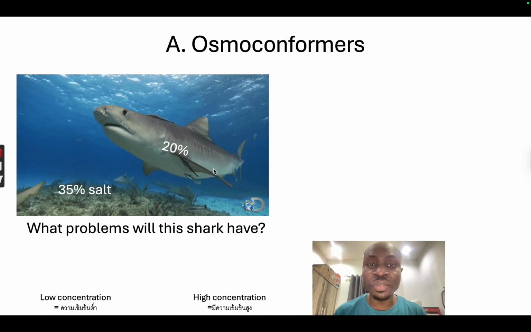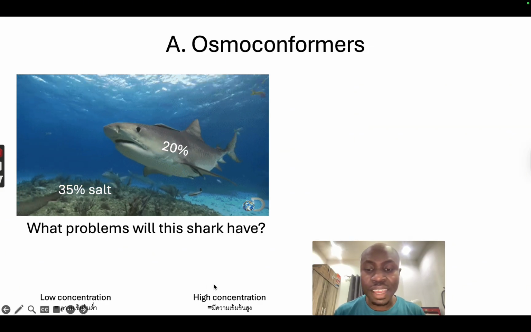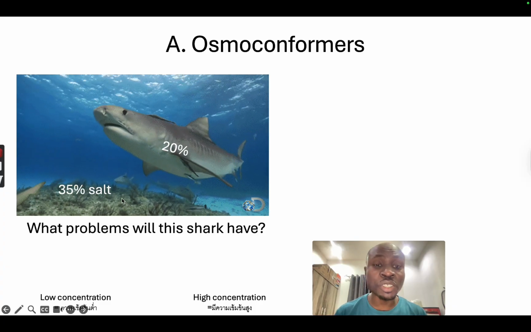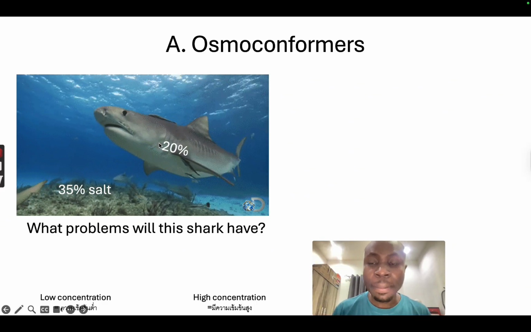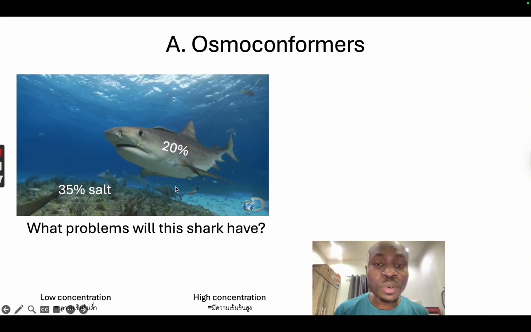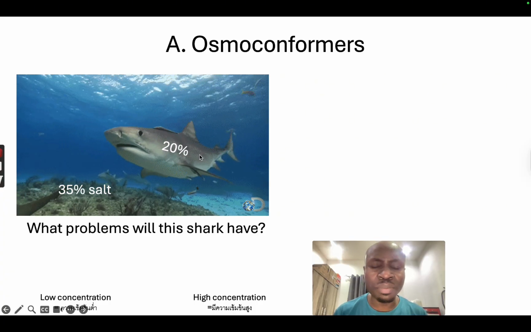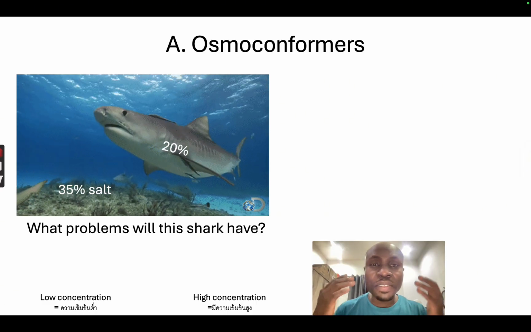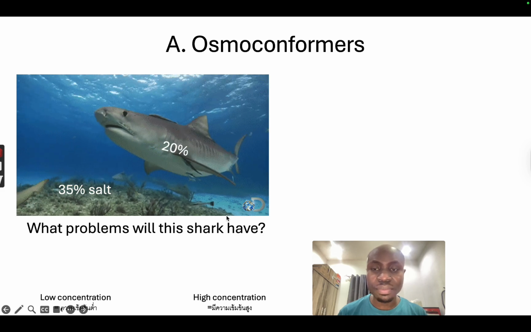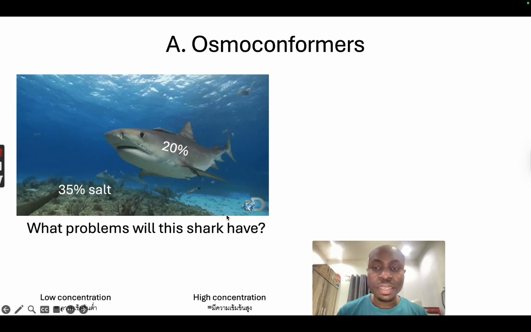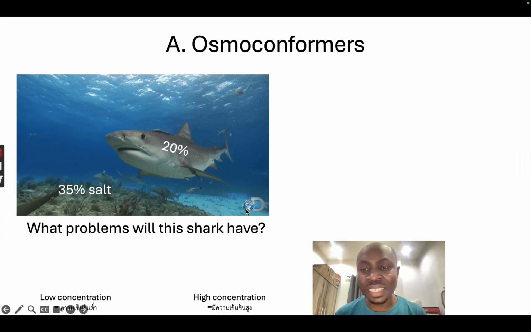Sharks are osmoconformers, and sharks live in the sea, which has a high concentration of salt. There is more salt in the water than in the body of the shark. For example, let's say the seawater has about 35% salt, and the body or the cells of the shark about 20% salt. Think about this. What problems do you think this shark will have?